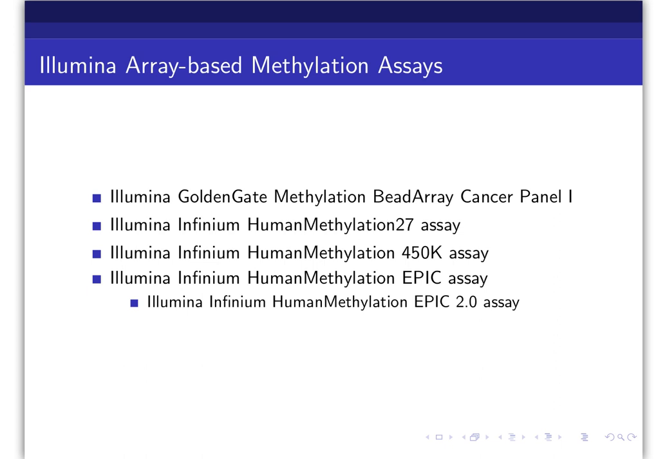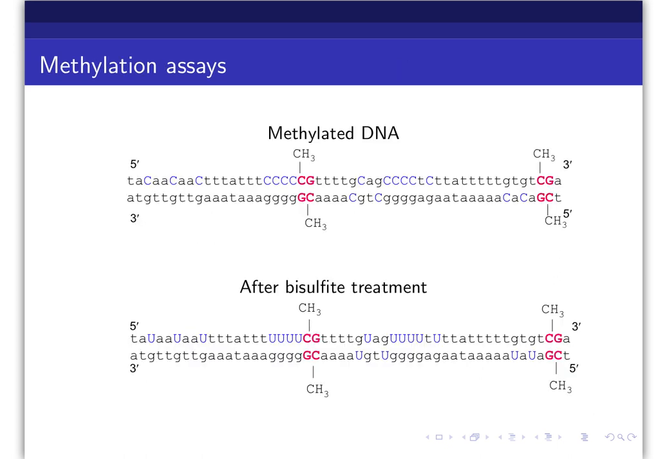Later, Illumina developed the Infinium Human Methylation 27 assay, which interrogated 27,578 CpG sites and 14,495 unique genes. Afterward, the Infinium Human Methylation 450K array was developed, and it was later upgraded to the EPIC array, which interrogates over 850,000 CpG sites. It is now in its second phase, which interrogates over 900,000 CpG sites.